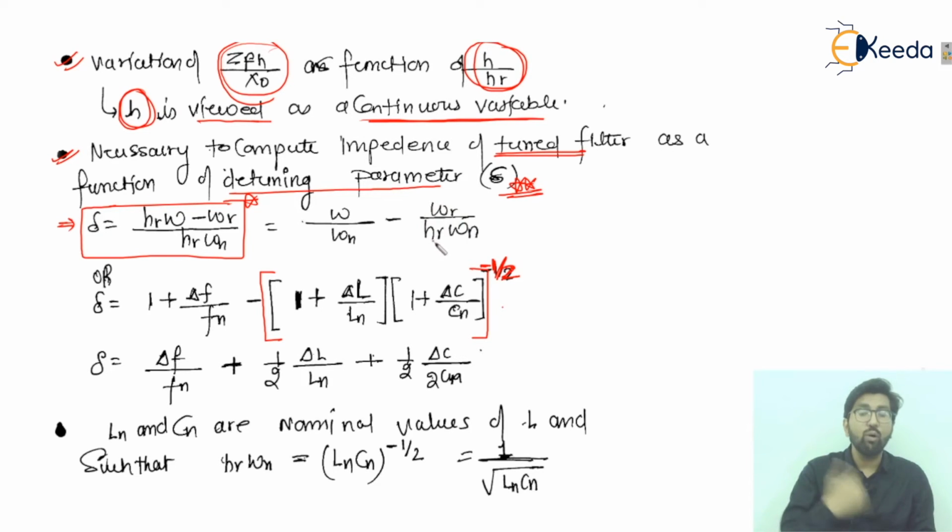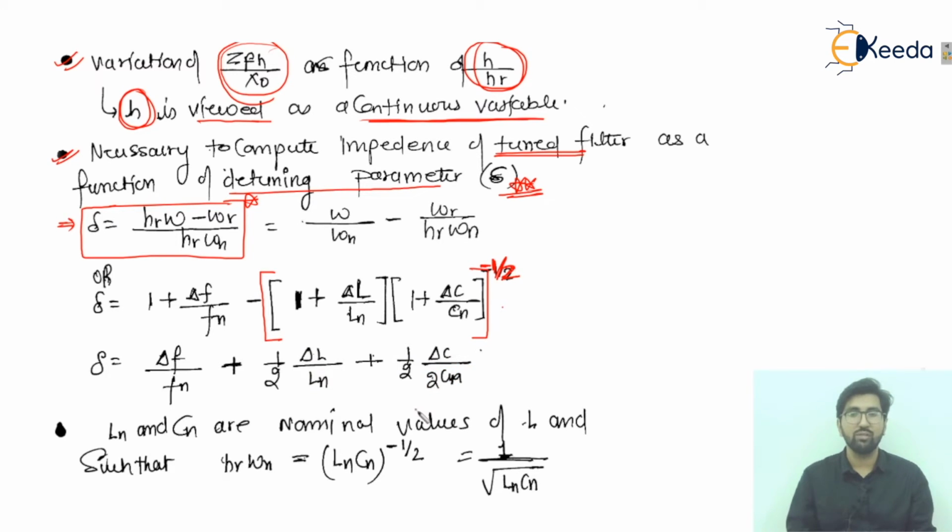This can also be represented as delta equals 1 plus delta f upon fn minus 1 plus delta L upon ln into 1 plus delta c upon cn, whole raised to minus 1 by 2. It means 1 upon root of this. After the simplification, you have to use the binomial approximation. Then you are going to get delta equals delta f upon fn plus 1 by 2 delta L upon ln plus 1 by 2 delta c upon cn.